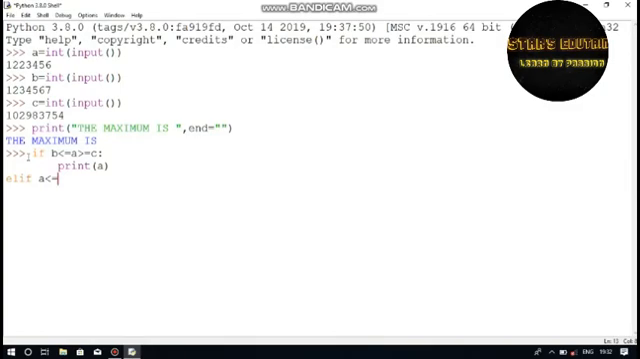A is less than or equals to B, or B is greater than or equals to C.